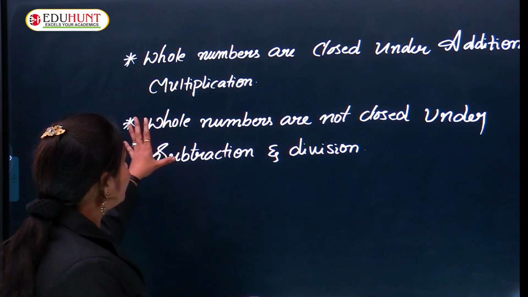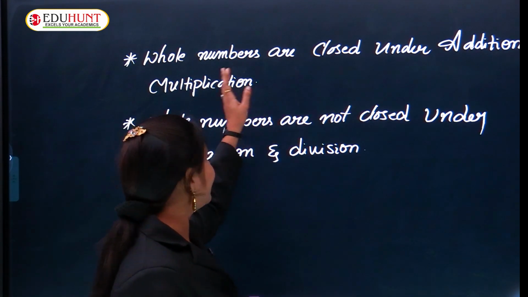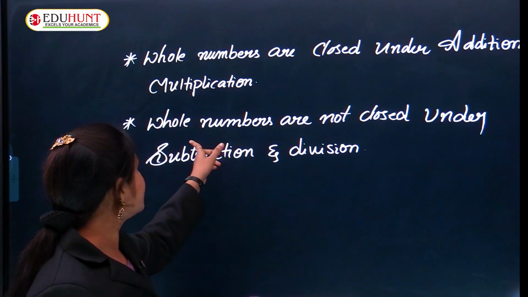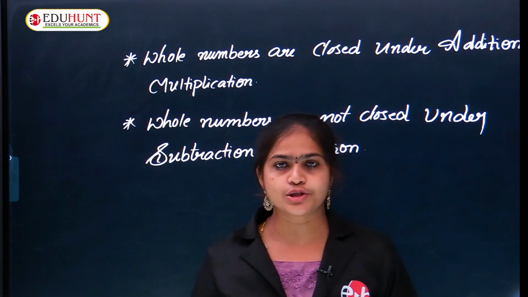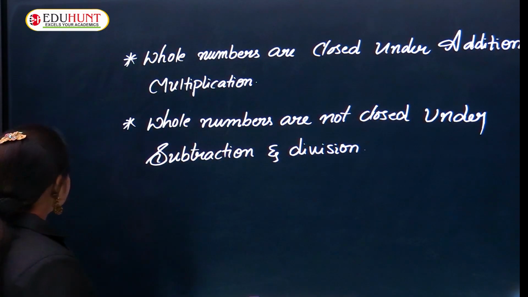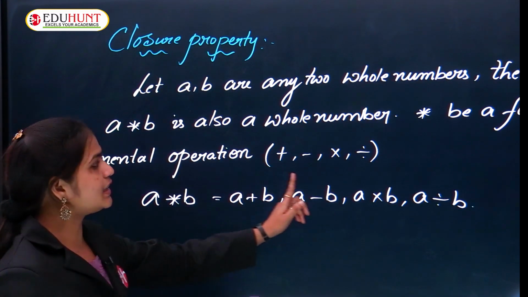Understood? Children, see that finally here two statements. Here whole numbers are closed under addition and multiplication, and in the same way not closed under subtraction and division. Understood? See here. So this is about that closure property, and this is the condition of that closure property.